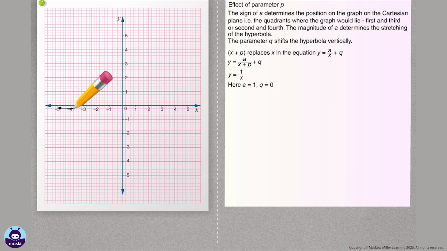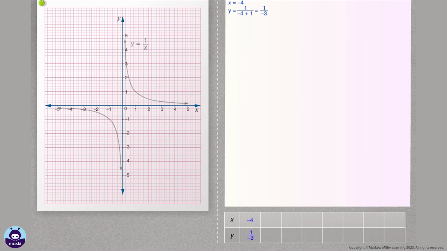Let us recall the graph of y equals 1 over x. Now we replace x with x plus 1 in the equation and plot the graph of the hyperbola. To analyze the effect of the new parameter p on the hyperbola y equals 1 over x, let us determine some points to plot the graph of the hyperbola y equals 1 over x plus 1 on the same set of axes as that of y equals 1 over x. We calculate the y values for different x values.